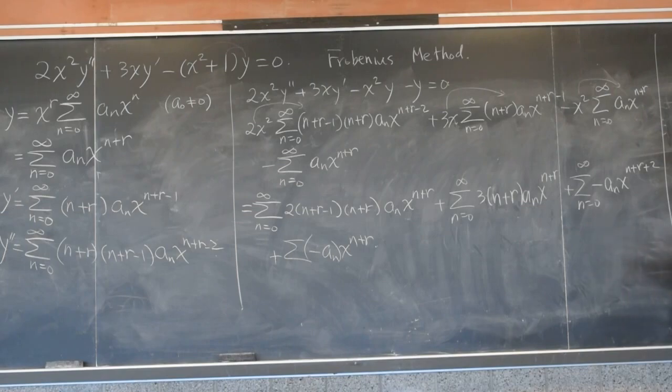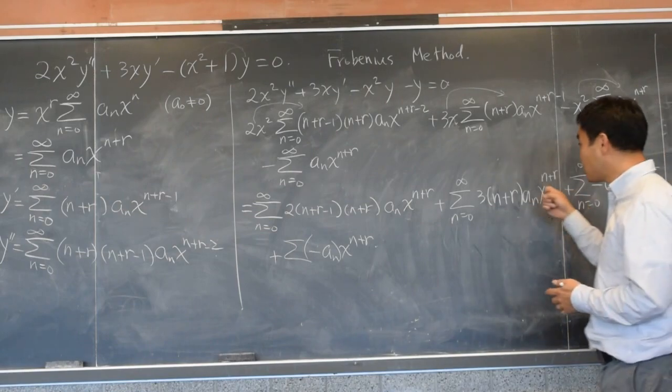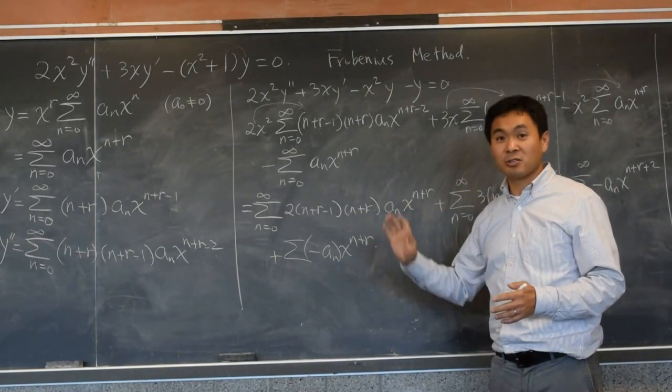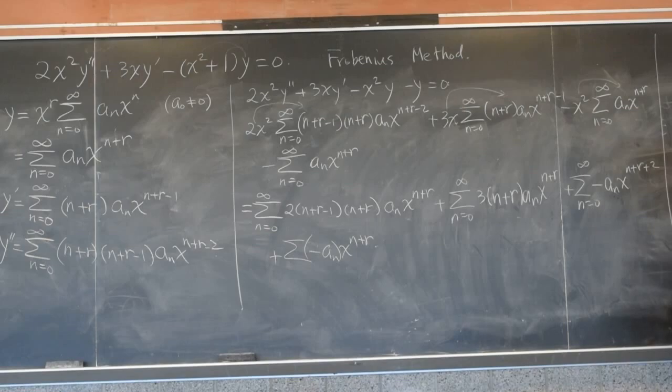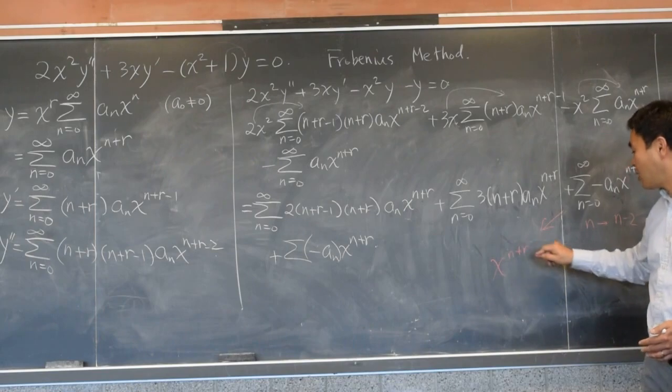Okay. Now, which one requires a shifting? This one. This one's the only thing that requires shifting, right? The other ones all have n plus r, so the exponents are the same, except this one. So let's just shift this one and see what we get. What should we replace n by? N should be replaced by n minus 2, because n minus 2 plus r plus 2 will cancel the 2, and this will become n plus r. If you replace n by n minus 2, you'll get x to the n plus r.